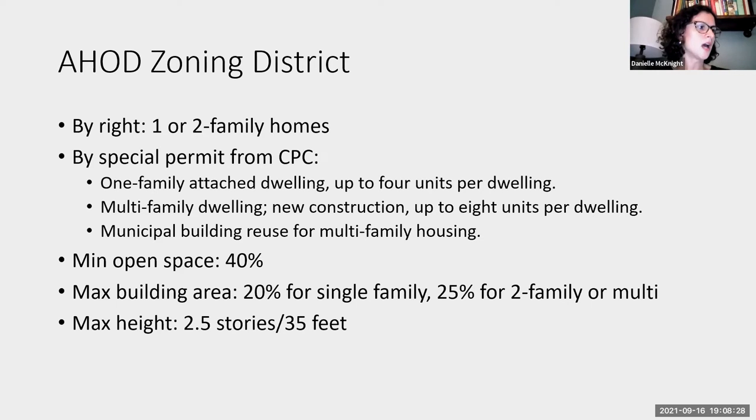They're all vacant. There are also dimensional and density limits that need to be met. So for example, 40% of each site would need to be left as open space. Building area is limited to 20% of a site for a single family home and 25% of the site for a two family or a multifamily. The maximum height allowed is 2.5 stories or 35 feet, which is the same height allowed in the rest of the town's residential zoning districts.